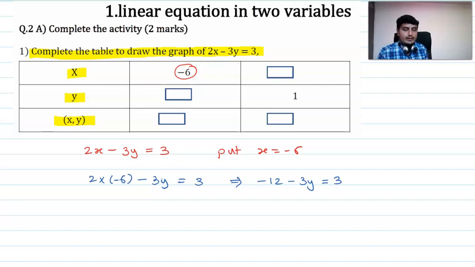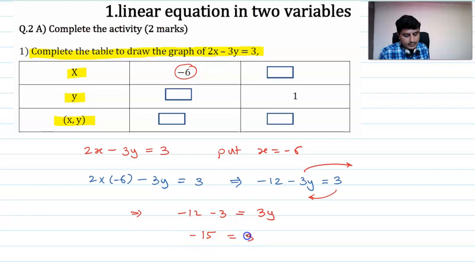Now to evaluate the value of y, what shall we have to do? The coefficient of variable y is negative, so try to shift minus 3y from LHS to RHS and 3 from RHS to LHS to avoid the confusion between negative signs. So that we are getting minus 12 minus 3 is equal to 3y. Minus 12 minus 3 becomes minus 15, equal to 3y.